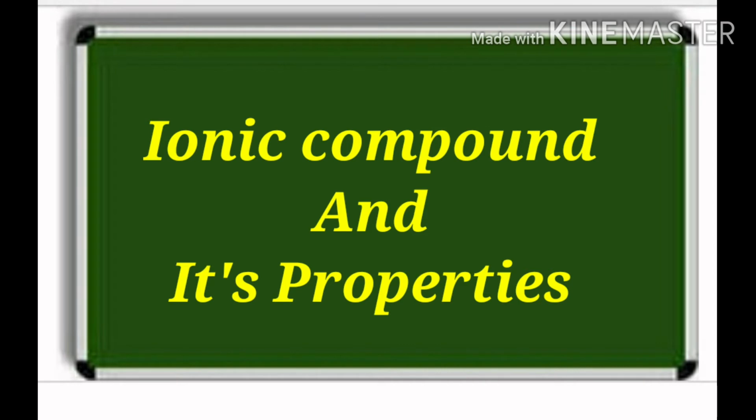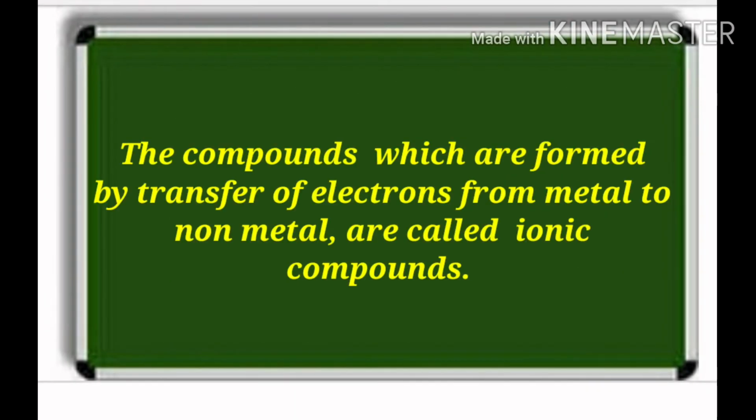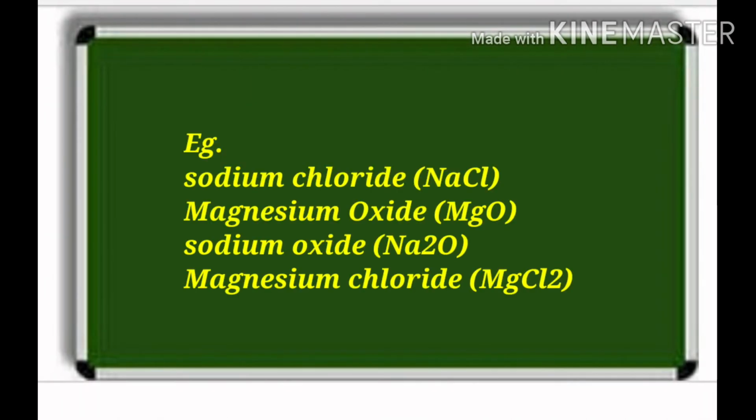Ionic compound and its properties. The compounds which are formed by transfer of electrons from metal to non-metal are called ionic compounds. Example: sodium chloride, magnesium oxide, magnesium chloride.